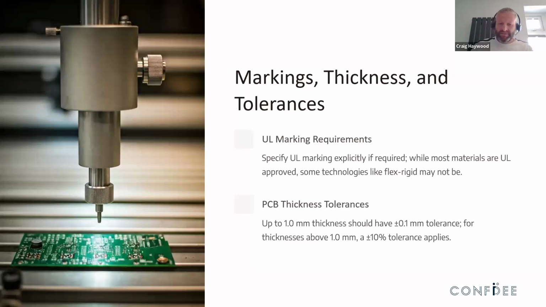PCB thickness tolerances, again within IPC standards, up to 1 millimeter, should have a tolerance of plus or minus 0.1. For thicknesses above, preferred is plus or minus 10%. And again, that isn't a manufacturer's capability. That is within IPC standards. Materials that come from the material supplier all have a tolerance too. This tolerance is generally larger. So manufacturers try and come within that to meet what is within their capability.